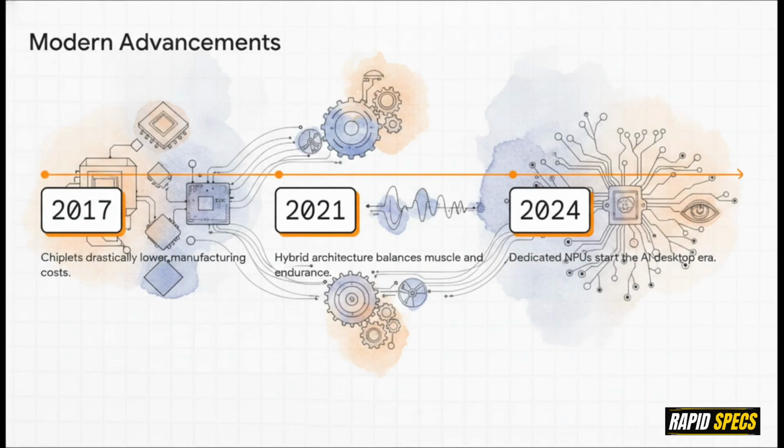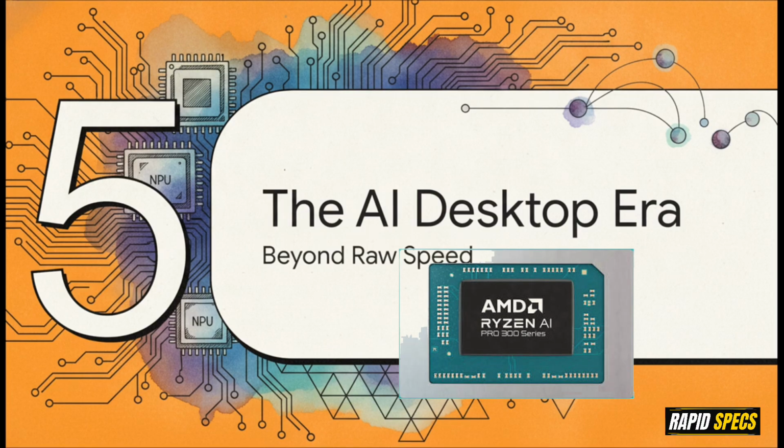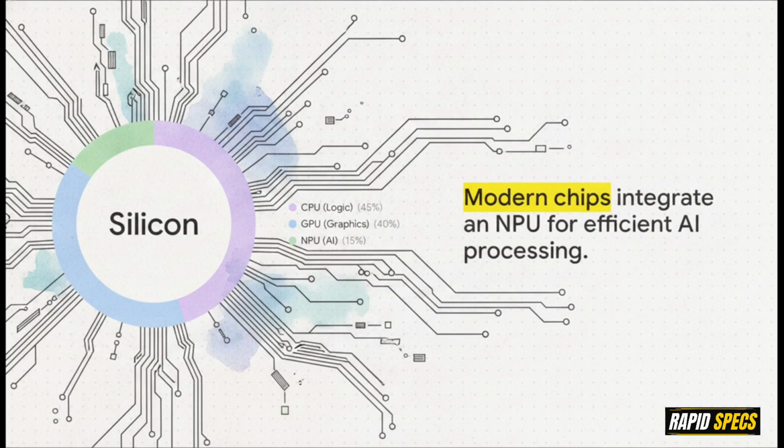Taking one final jump on our timeline brings us right to the present day. And what is so fascinating here is that the very metric of what makes a processor good has totally shifted away from just raw clock speed. Welcome to the absolute frontier. Section 5, the AI desktop era. Modern processors, like the Intel Core Ultra 200S and the AMD Ryzen AI series, well, they aren't just traditional CPUs anymore. They've evolved into incredibly complex system-on-chips. Just look at how modern silicon is laid out now.